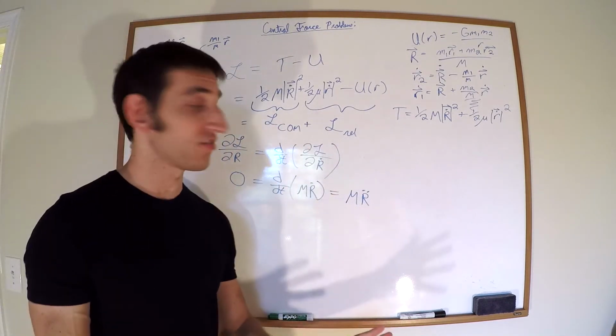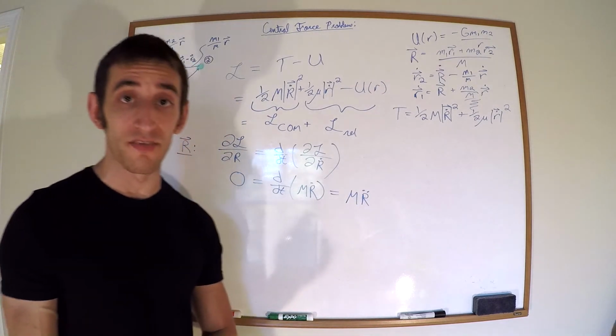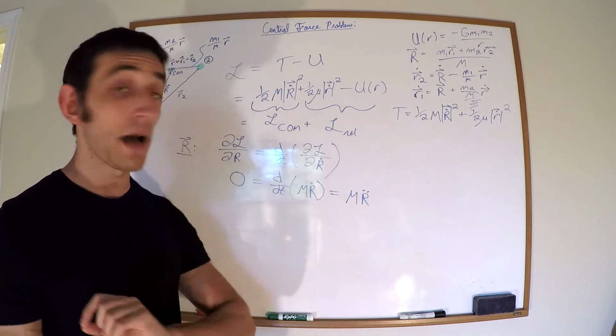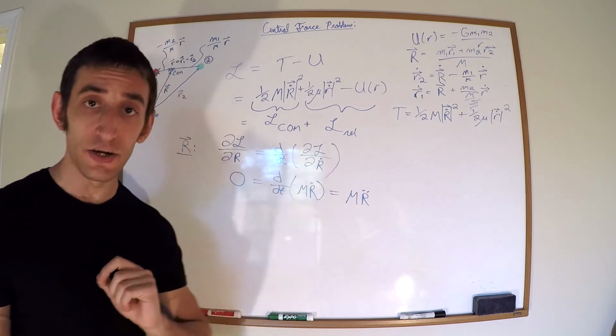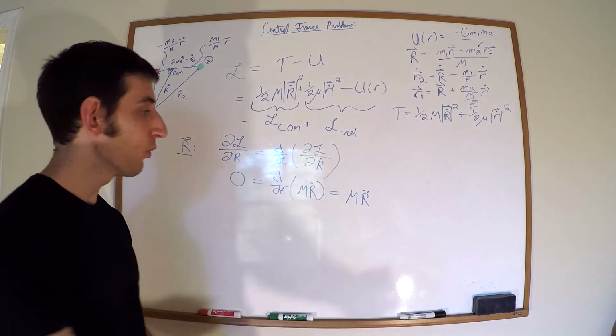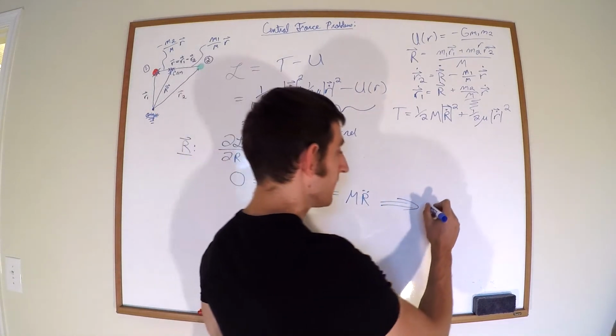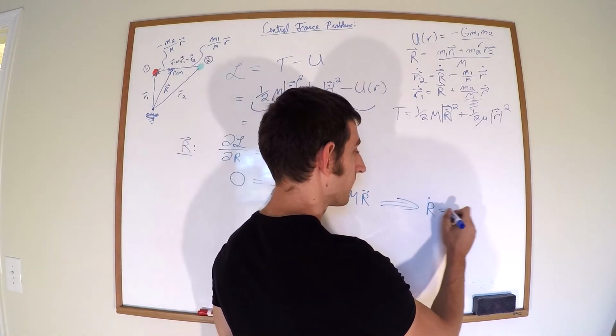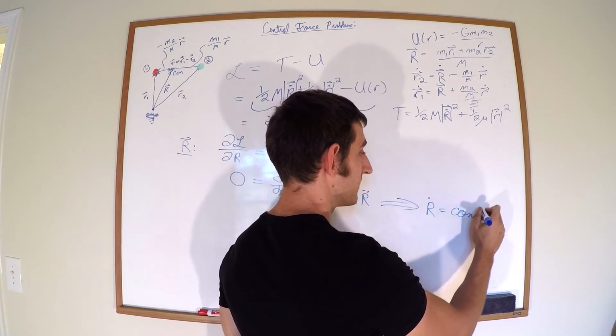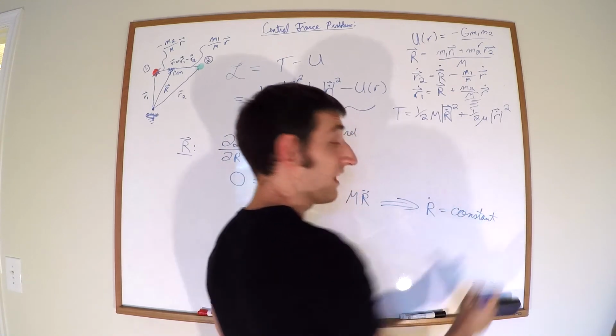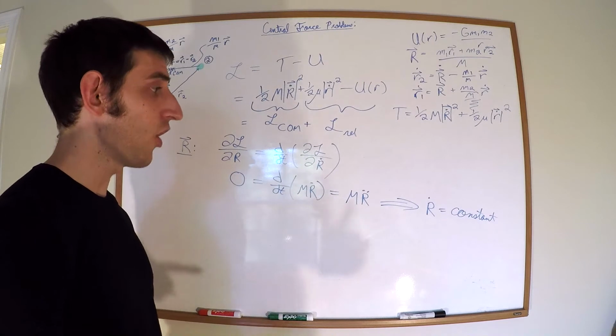What I want you to focus on is what happens when we try to solve this. What happens if we divide by m, because we got 0 over here, and we integrate? What we're going to find, and this is an important result, is that r dot is a constant. That's pretty interesting. Very interesting result.